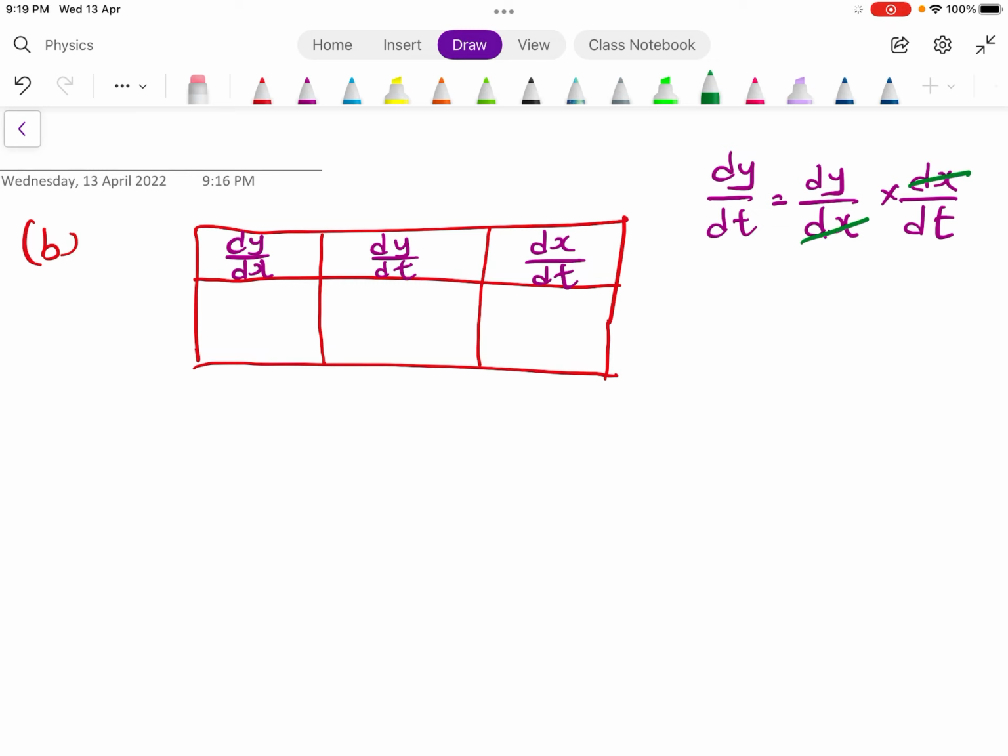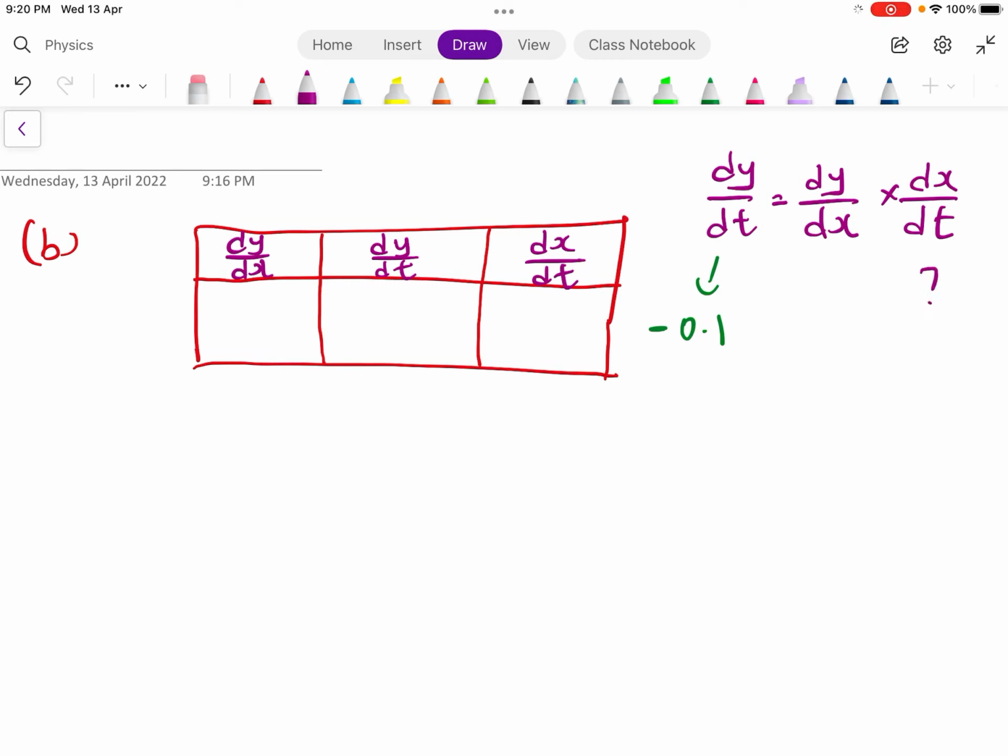Okay, so now let's determine all the keywords. They say that the y coordinate of P is decreasing at a rate of 0.1 units per second. This is telling us the rate of change of y. So dy/dt is equal to 0.1, but don't forget, because it's decreasing, you need to put a minus sign. Next, I need to find dx/dt, because they say the rate of change of x. So this is, I don't know.